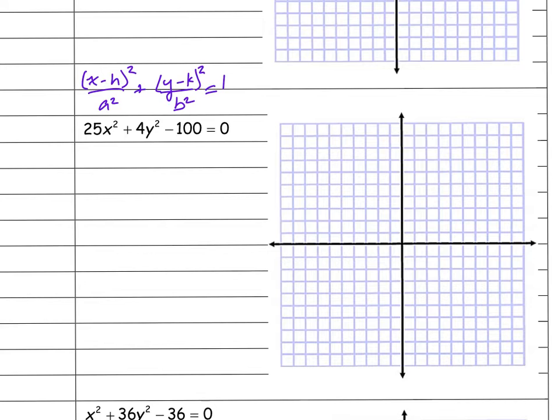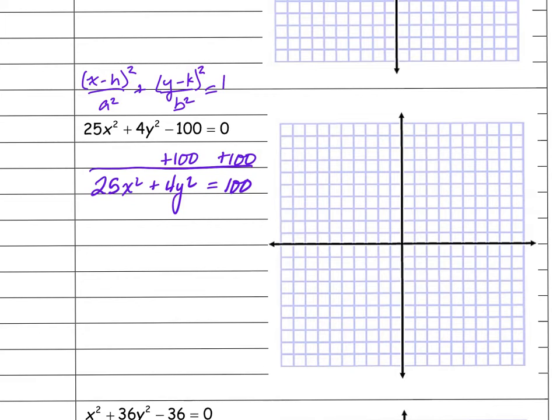So the one thing I do know from doing this is that the constant needs to be on the other side of the equal sign. So I'm going to add 100. Okay. So I get 25x squared plus 4y squared equals 100. Are we okay so far?